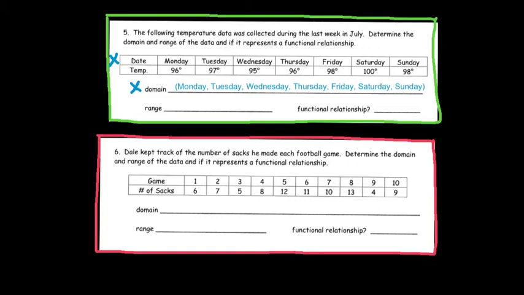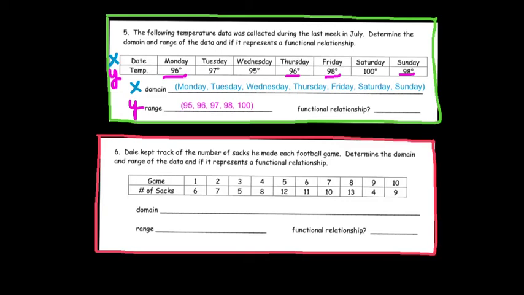Now our range are all the y values. So that's going to be, in this case, our temperatures. And we do want to write it in order from least to greatest. I'm also not going to repeat any numbers. So my range would be 95, 96, 97, 98, and 100. And although my 96 repeated and my 98 repeated, I only wrote them once, and I did write them in increasing order.